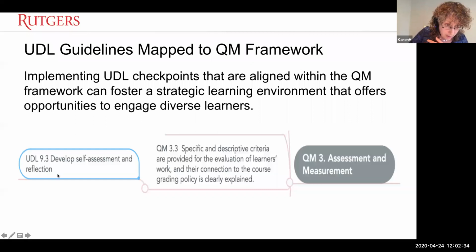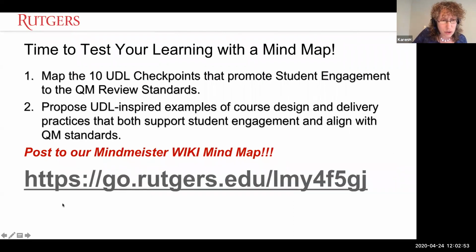So we might, in this place, build in self-assessment and reflection, which is from Universal Design for Learning. Again, we might not have made that initial connection looking just at the Quality Matters standards. So I want to take us now to this MindMeister Wiki mind map.